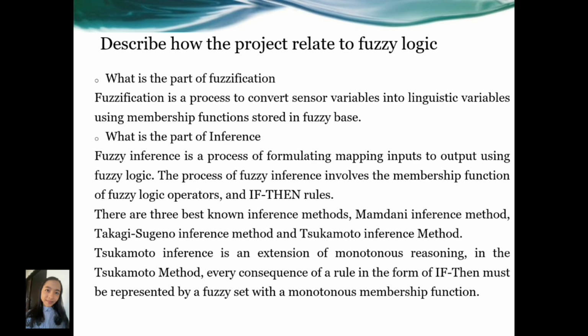In the Tsukamoto method, every consequence of a rule in the form of if-then must be represented by a fuzzy set with a monotone membership function.